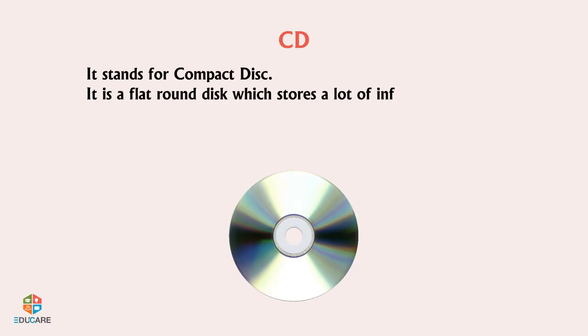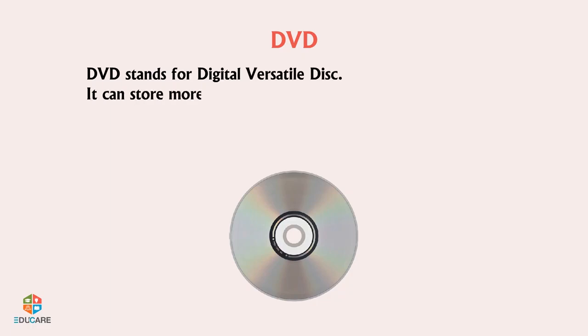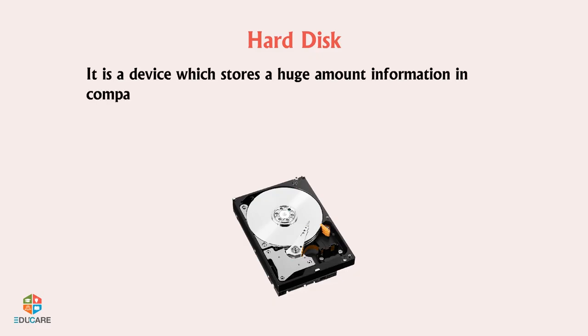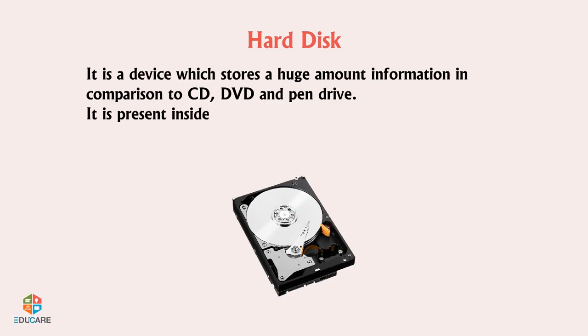CD. It stands for compact disc. It is a flat round disc which stores a lot of information in it. DVD. DVD stands for Digital Versatile Disc. It can store more information than a CD. Hard disk. It is a device which stores a huge amount of information in comparison to CD, DVD, and pen drive. It is present inside the CPU box.